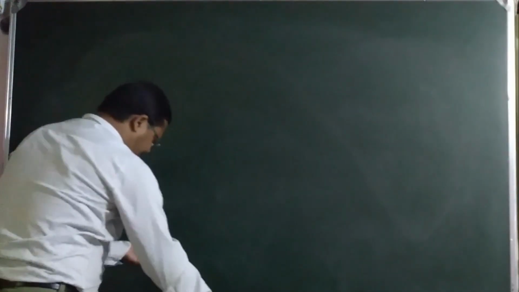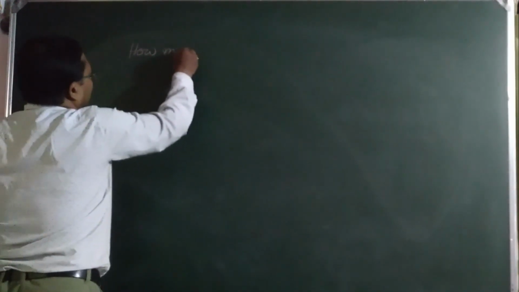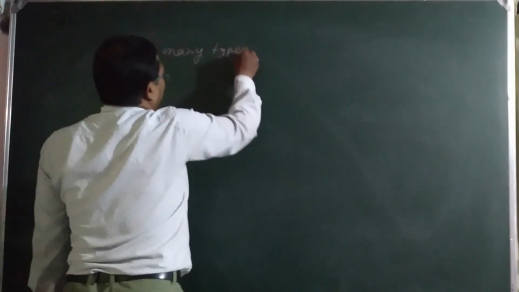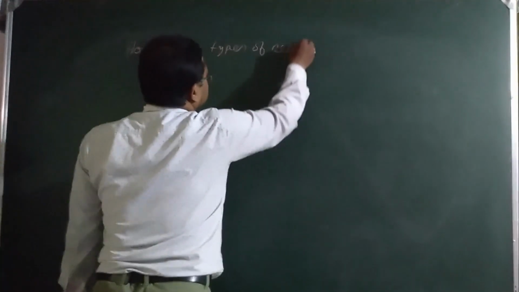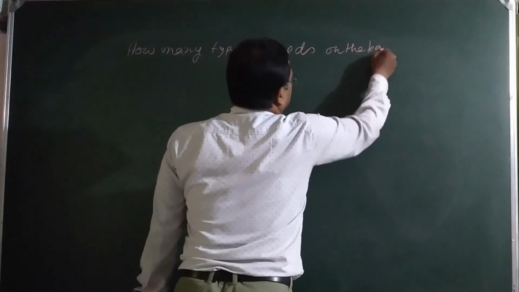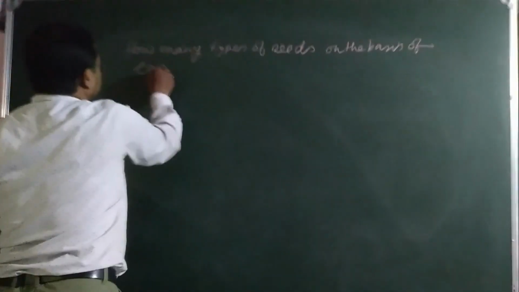Then, on the basis of their endosperm, seeds are divided into two types. On the basis of the endosperm, how many types of seeds are there?